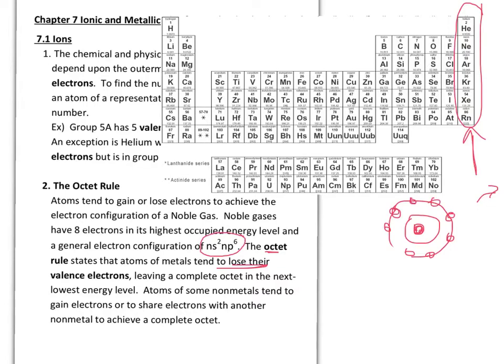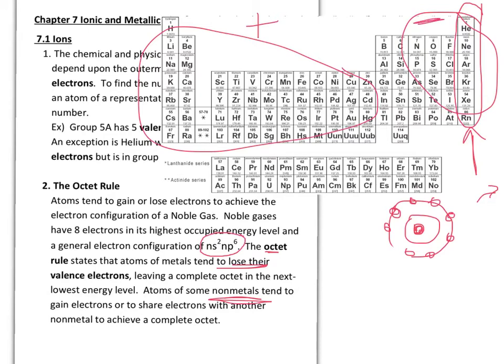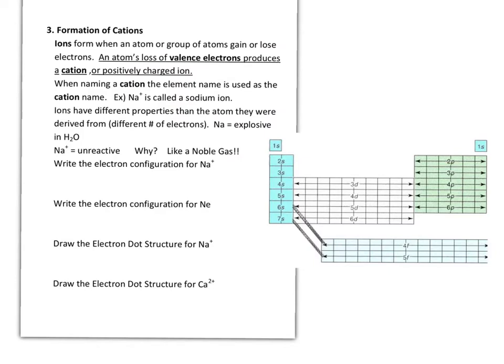Now, atoms of nonmetals, and we've talked about this, tend to gain electrons. So nonmetals are over here, metals are over here. These generally form positive ions. These generally form negative ions. And you have read about this, so this should be very familiar. Okay, so first was formation of cations. And again, cations are positively charged ions. Remember the little t is the plus.